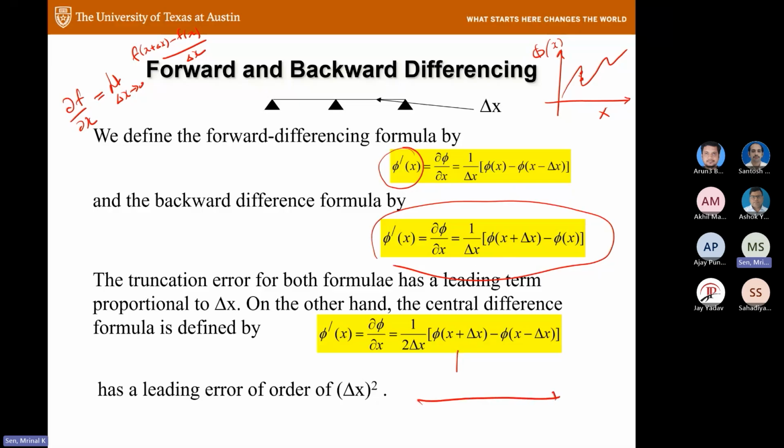Let's say that I have this point x where I want to compute the derivative. So you have x minus delta x, and here I have x plus delta x. Okay. So I can compute the derivative here using the function values at x and x plus delta x. That will be my forward differencing. I can use x minus delta x and x. That will be my backward differencing. Also, I could use the function values at x minus delta x and x plus delta x and divide by 2 delta x. And that becomes my central difference.